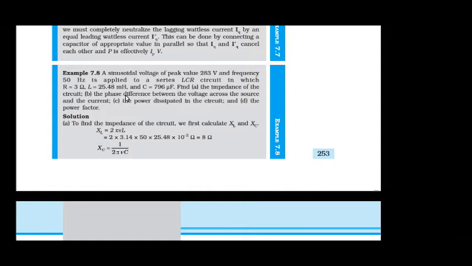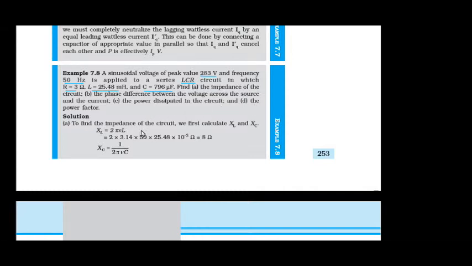Example 7.8. A sinusoidal voltage of peak value 283 volt and frequency 50 Hz is applied to a series LCR circuit in which R is equal to 3 ohm, L is equal to 25.48 mH, C is equal to 796 microfarad. Find A, the impedance of the circuit. B, the phase difference between the voltage across the source and current. C, the power dissipated in the circuit. And D, the power factor.